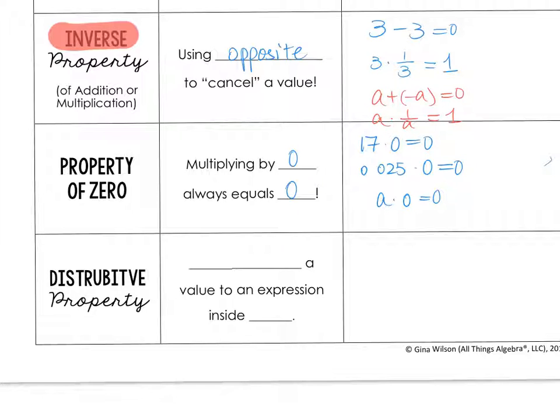Now, the distributive property works like this. You have to distribute the term to every single term in the parentheses. What do I mean by that?